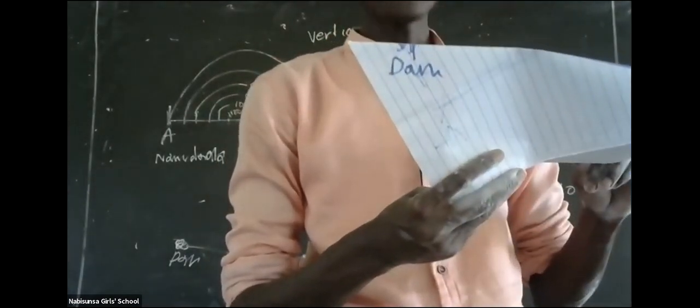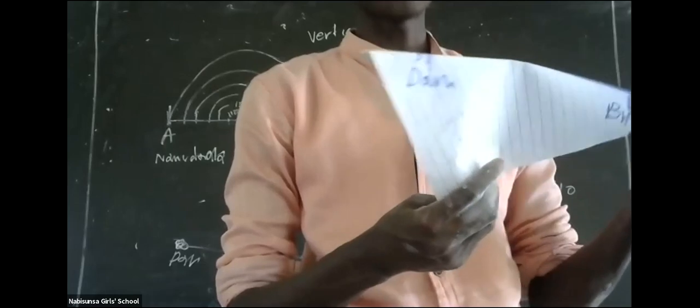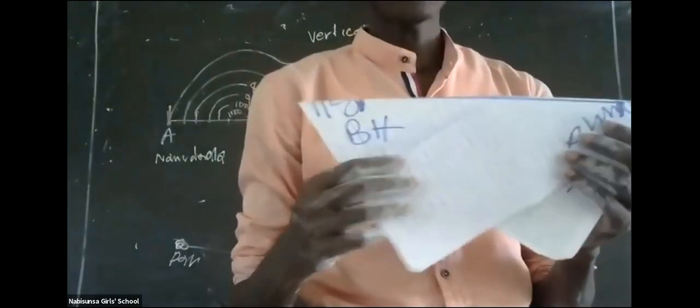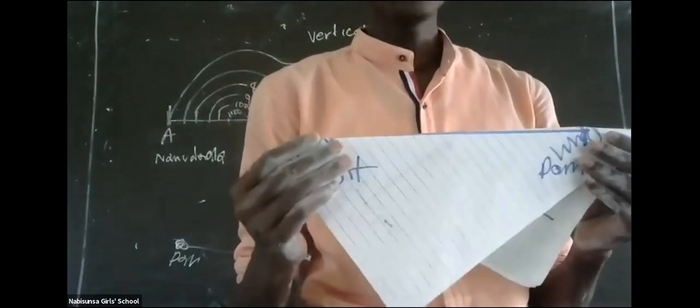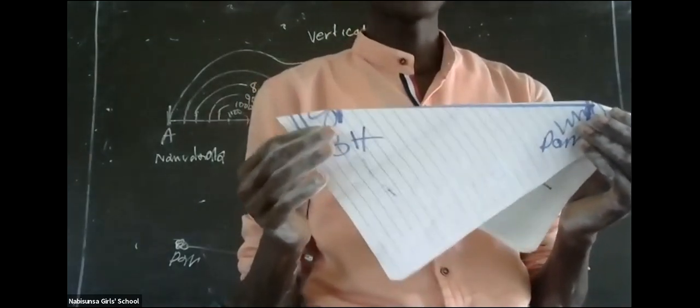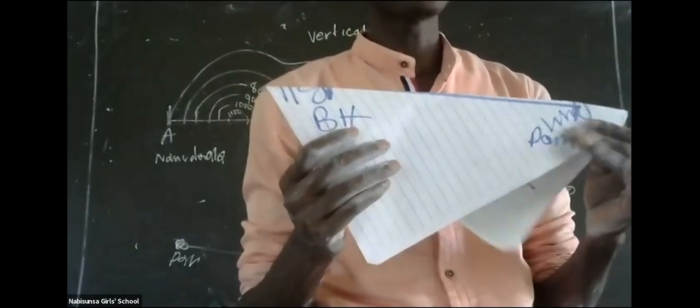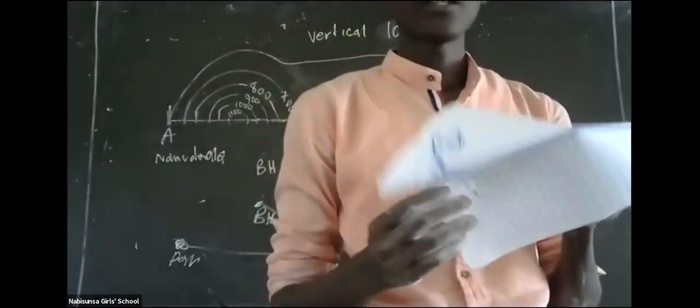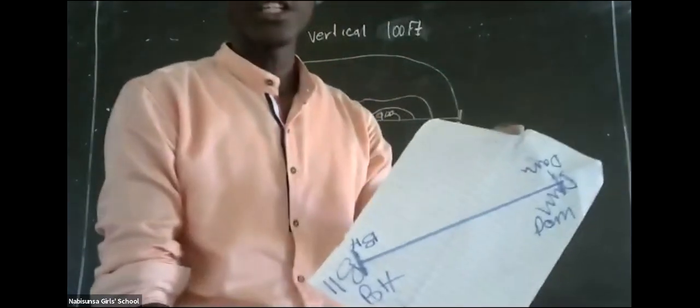Then when they tell me a borehole, a dam, then I'll just change like this. Now the borehole is on the left. It's the beginning point. Then the dam is on the right-hand side. Are you getting it? It's a matter of just changing.